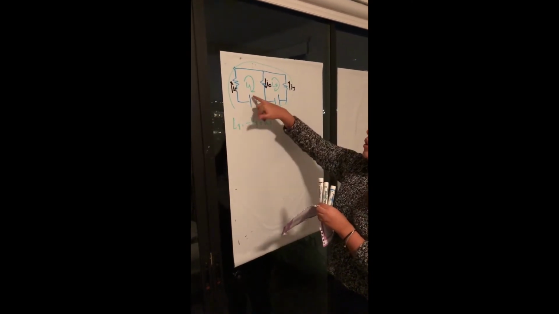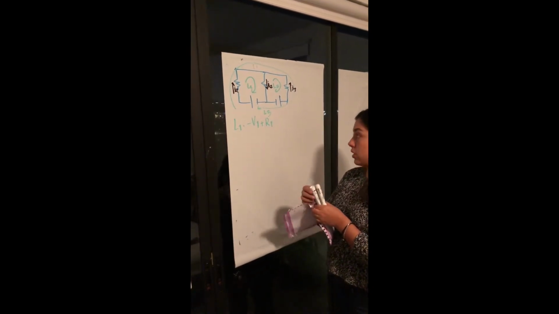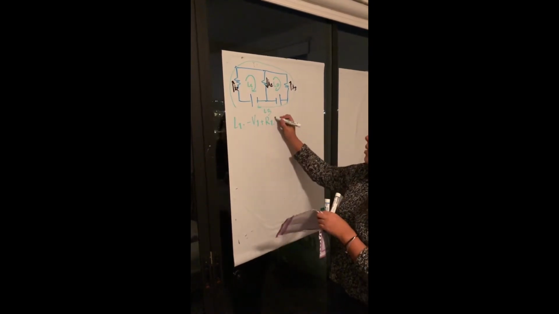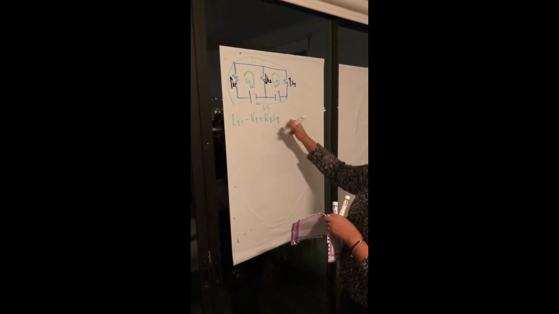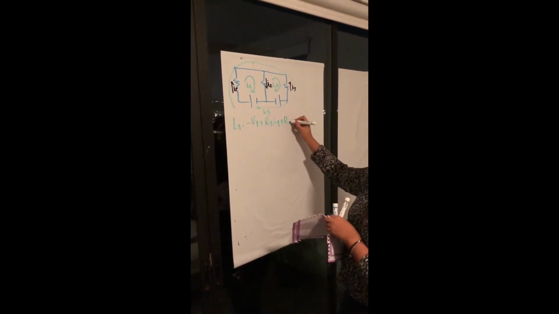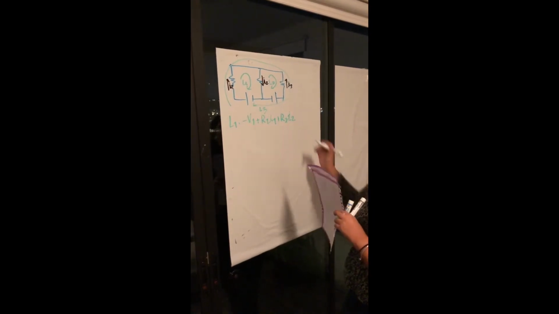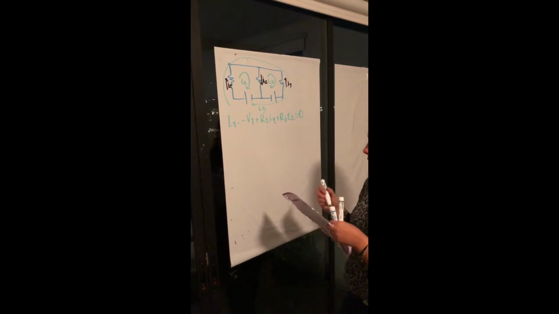I'm following the same direction of the current, so I would be summing instead of subtracting. So it would be R1 times I1 plus R2 I2, and that would be equal to 0 because that's what Kirchhoff's voltage law establishes.